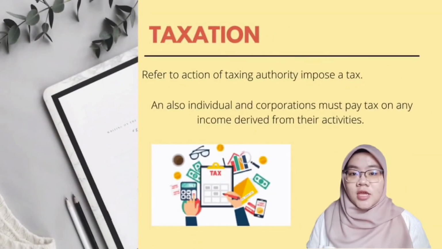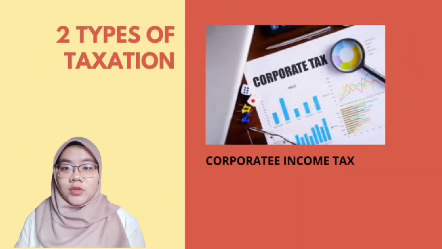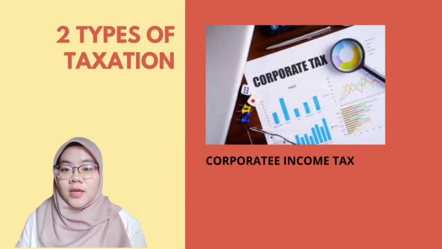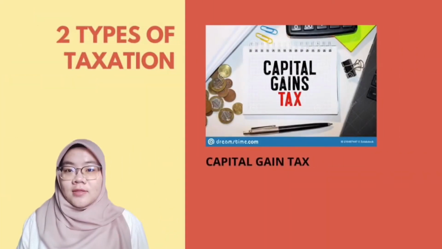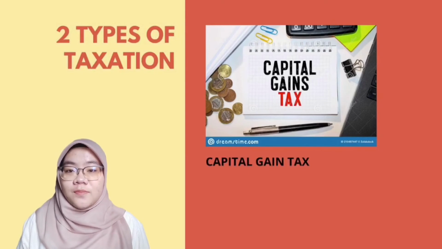Taxation refers to the action of a taxing authority imposing a tax, and also individuals and corporations must pay tax on any income derived from their activities. There are two types of taxation. Firstly is corporate income tax. It is imposed on ordinary income, operating income, earnings before tax, or taxable income derived from business operation. Secondly is capital gain tax. It is imposed on capital gains or profit when a firm sells an asset for more than the original purchase price.